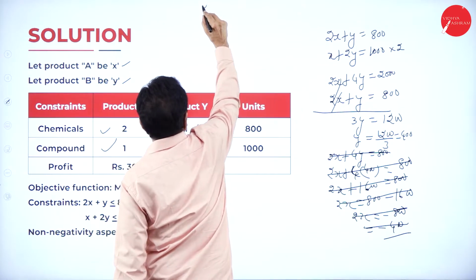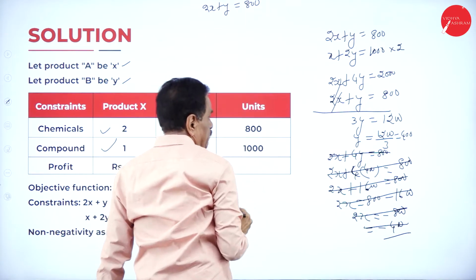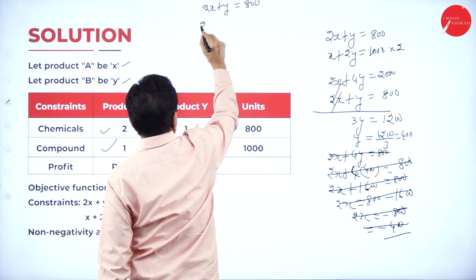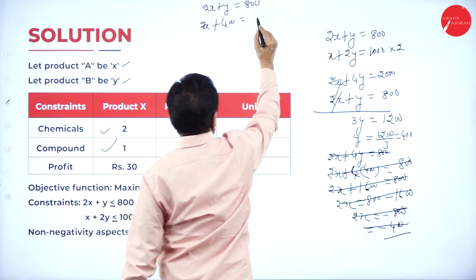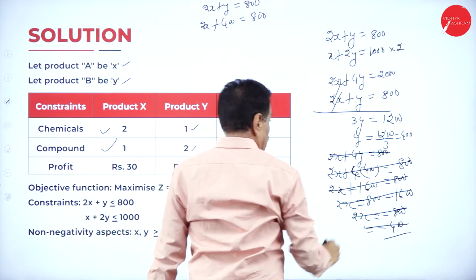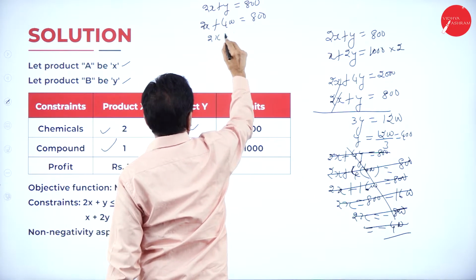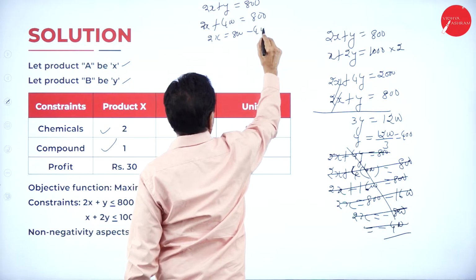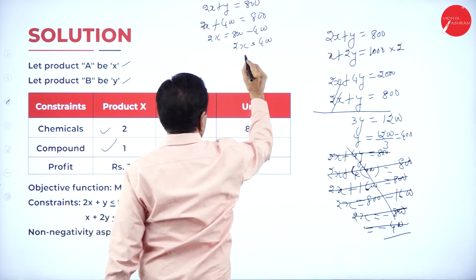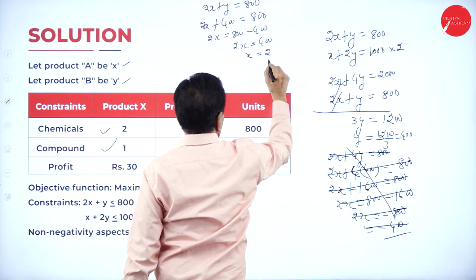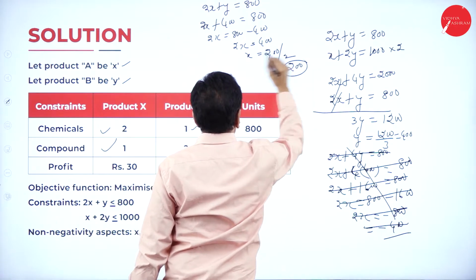2x plus y is equal to 800. 2x plus 400 is equal to 800. Cancel this. 2x is equal to 800 minus 400. 2x is equal to 400. X is equal to 400 divided by 2. This is 200. This is the x value.